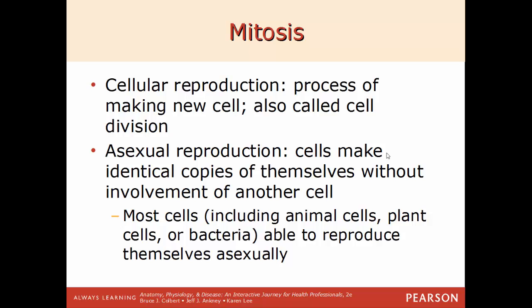And there are different types. First one, asexual reproduction. This is where cells make identical copies of themselves, but without the involvement of another cell. Now most cells, animal cells, plant cells, bacteria, are able to reproduce themselves asexually. So you don't need two cells joining together to create a new one. In one cell, you don't need the involvement of anything else. It just becomes two, and those two become four, and so on. So reproducing without involving sex or sex cells.